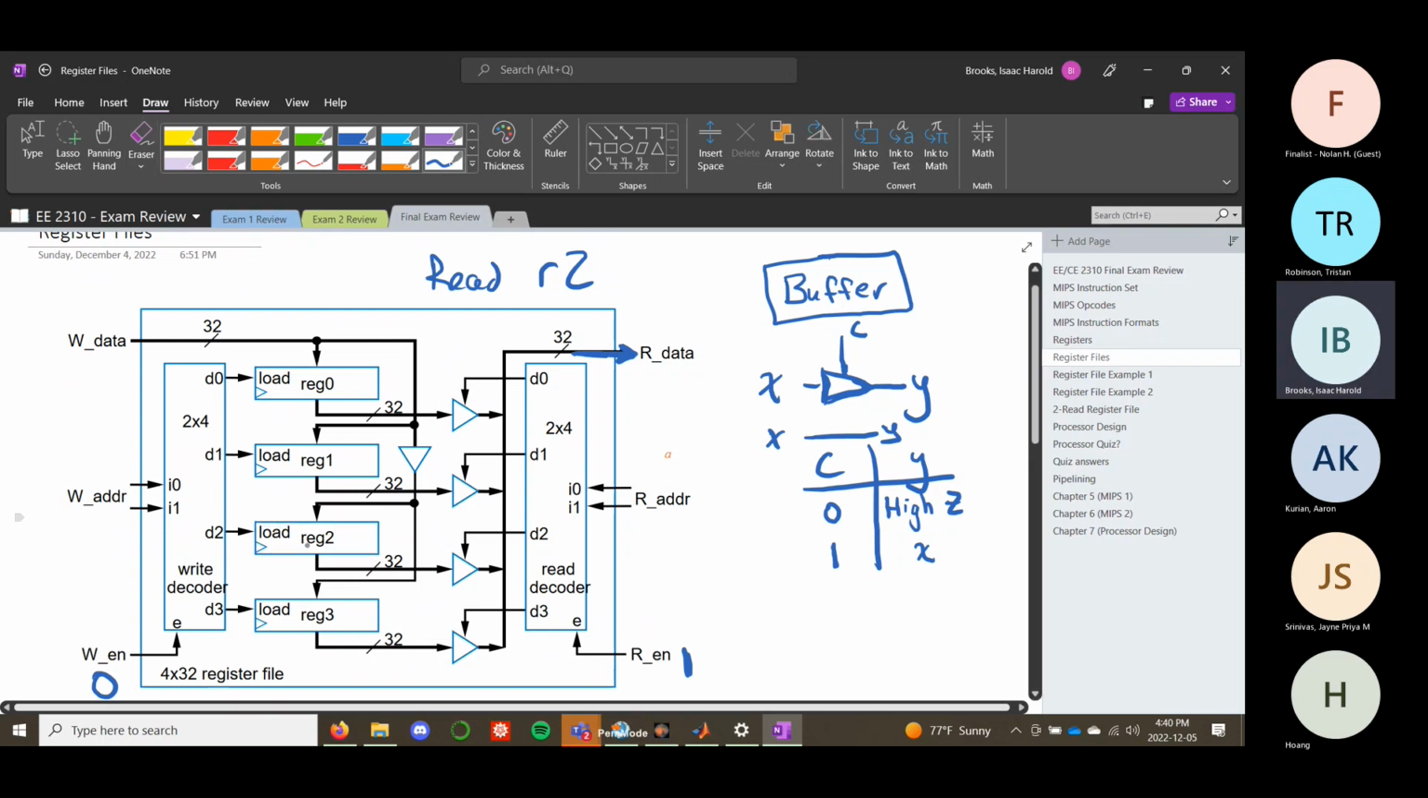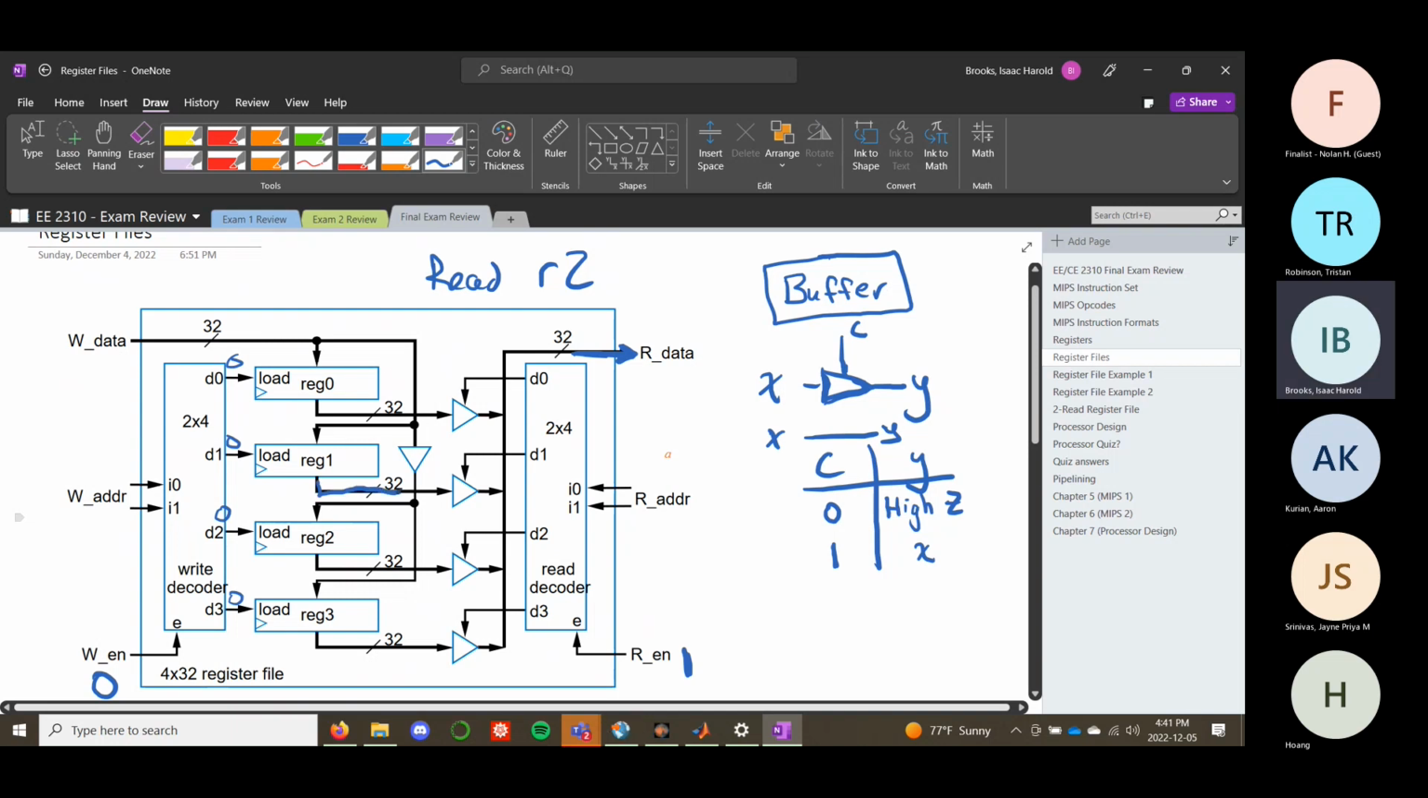Okay. And we want to get the contents of register 2. So if you look at what's going on with this register 2, there's a load. This is like a flip-flop or a latch or something, right? So if the load signal is high, then whatever's here gets passed and saved inside. If load is 0, then this gets ignored. Okay, since we're not writing to anything, write enable is zero. All of these load signals are zero. Nothing can get loaded in. This thing is safe. It's not changing. We're looking at the read side. So regardless of what the load is, the contents of the register are going to be on this line.